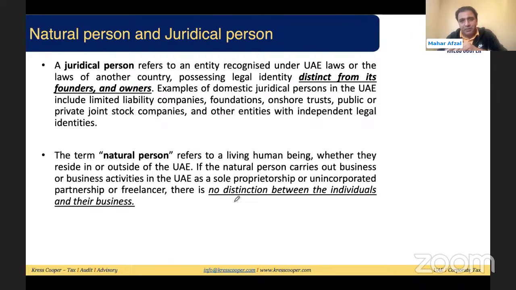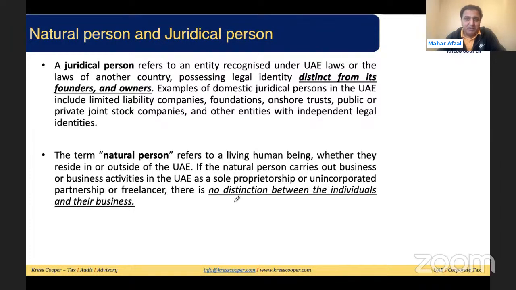For examples of the juridical person, we have discussed so many times: limited liability company, foundation structure as a legal entity, onshore trust, public or private joint stock company, and any other independent legal entities. When we were discussing the natural person, we said there's no difference between the individual who is conducting the business and the business itself. We'll discuss the definition: sole establishment, unincorporated partnerships, or natural person working as a freelancer, and any work for which the business or the individual is required to take a commercial license from the respective government, and there is no difference between the individual and the respective business.